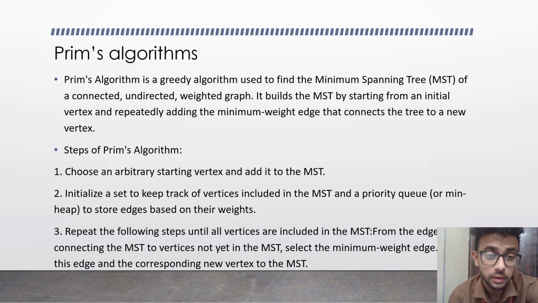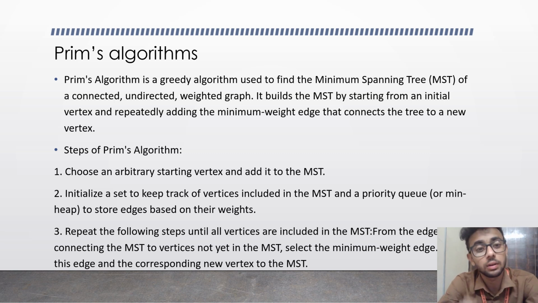So let us discuss Prim's algorithm. Prim's algorithm is a greedy algorithm used to find the minimum spanning tree of a connected, undirected, weighted graph. It builds the MST by starting from an initial vertex and repeatedly adding the minimum weight edge that connects the tree to a new vertex.